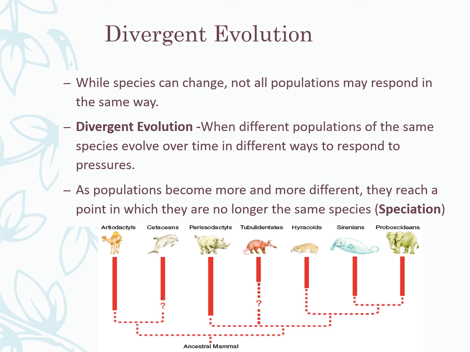As populations become more and more different, they reach a point in which they are no longer the same species, or speciation. So you run into things like an ancient hoofed mammal that roamed to different continents and different areas, and one ended up in a desert and one in a jungle and one in a mountain range, and we ended up with impalas and goats and horses. That caused the ancient hoofed mammal to turn into different species based on the different environmental needs.